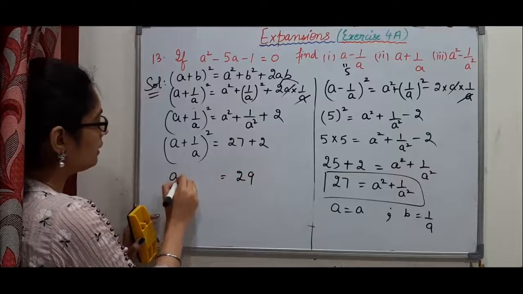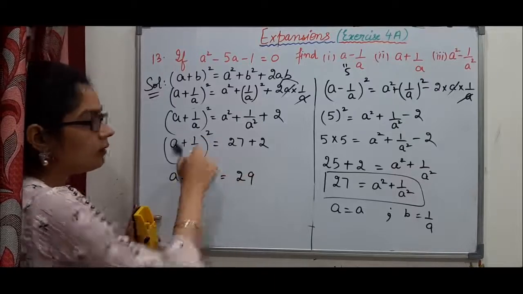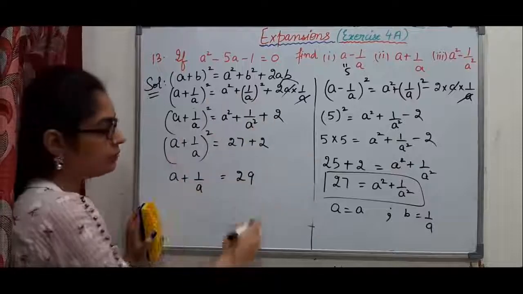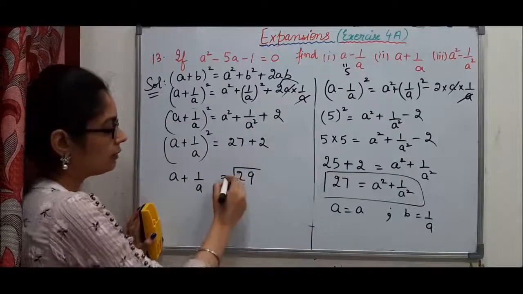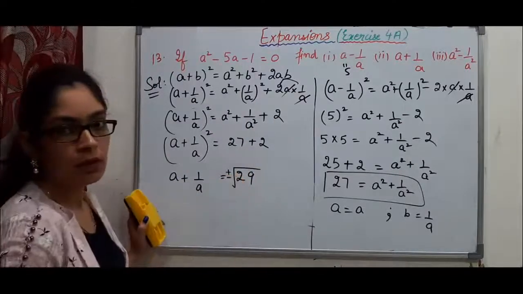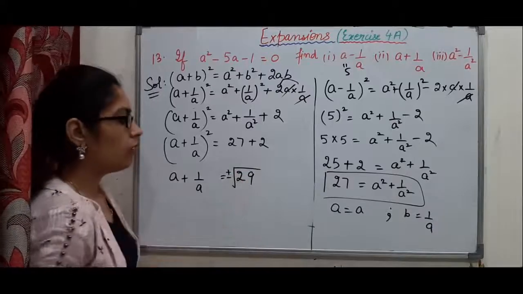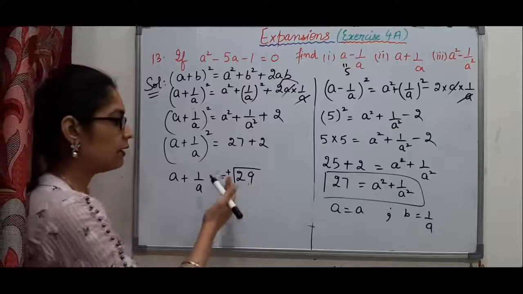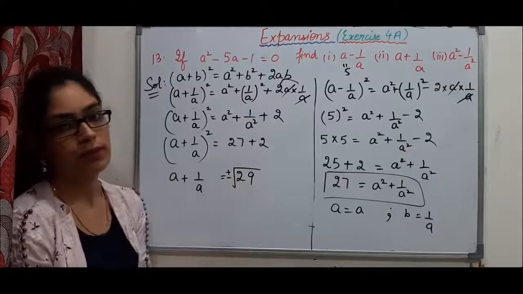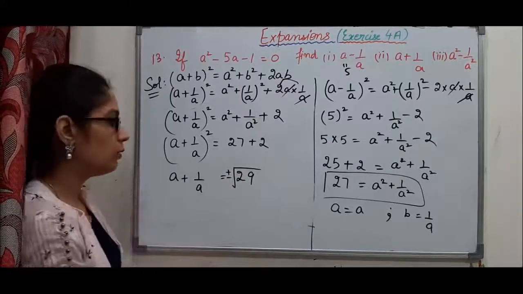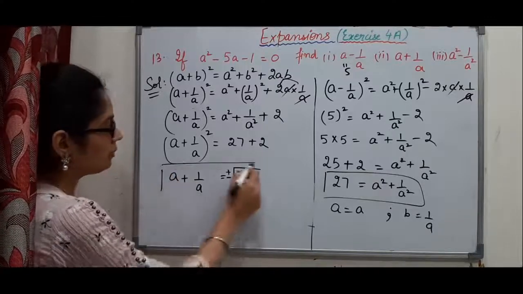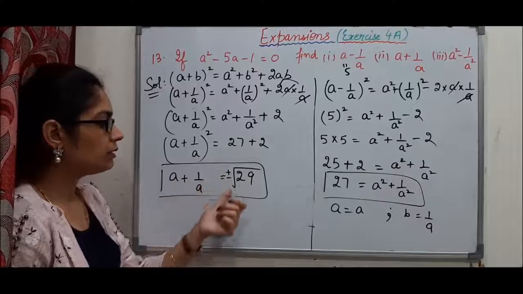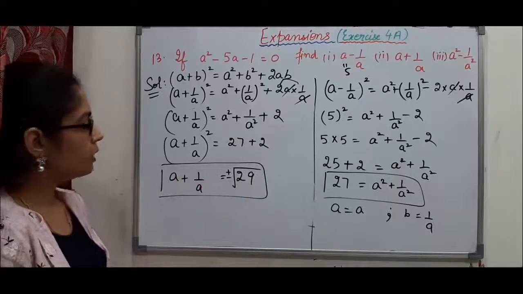And now we only need a plus 1 by a. Here it is whole square also. So whole square, when I shift to the other side, it will change to square root and the sign will be plus minus. Because if I do the square of plus root 29, it is equal to 29, and again if I do the square of minus root 29, it will also give us a positive square. So that is why we take plus minus. So a plus 1 by a is equals to plus minus root 29.